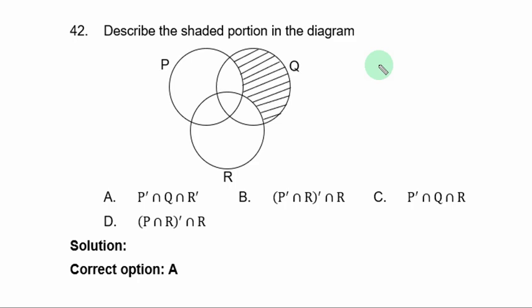Question 42. Describe the shaded portion in the diagram. Shaded portion is for the subset Q only, because the point of intersection of P and Q is not shaded, Q and R is not shaded, and the three subset is not shaded. So when Q is shaded, it means P prime and R prime are not shaded. So you have P prime intersection Q intersection R prime. A is the correct option.